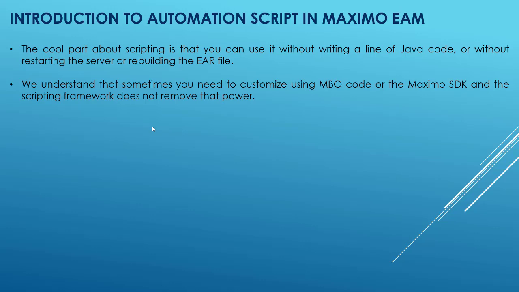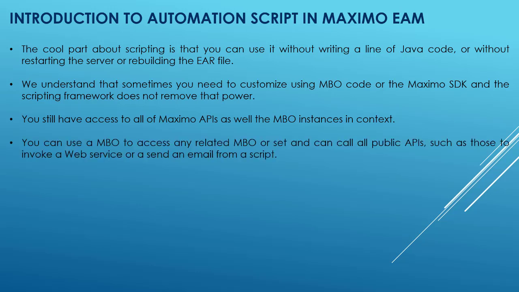We understand that sometimes you need to customize using MBO code or the Maximo SDK, and the scripting framework doesn't remove that power, but it improves it. You still have access to all Maximo APIs as well as the MBO instance in the context. You can use the MBO to access any related MBO or set, and can call all public APIs, such as those to invoke a web service or send an email from a script, etc.